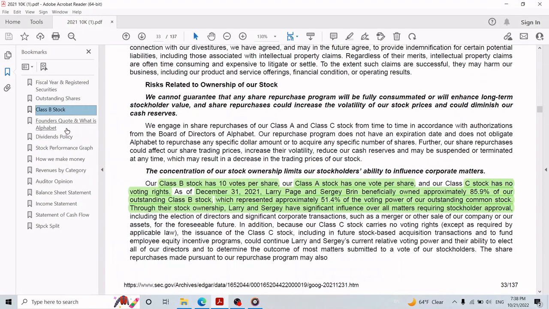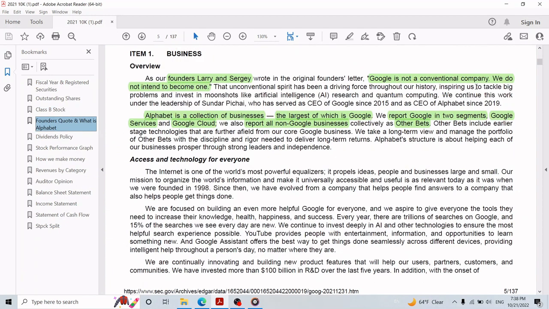An interesting quote by the founders: "Google is not a conventional company. We do not intend to become one." Think about Google's contribution to the internet and their services, you can tell that this statement is true. I think they are the first company who came up with Google Maps, and there are other crazy services like Google Earth. They scan the whole Earth.